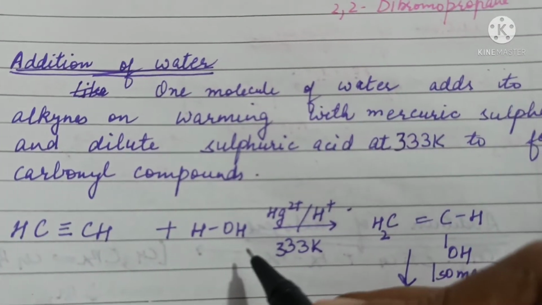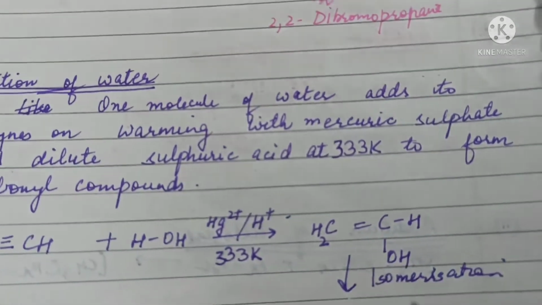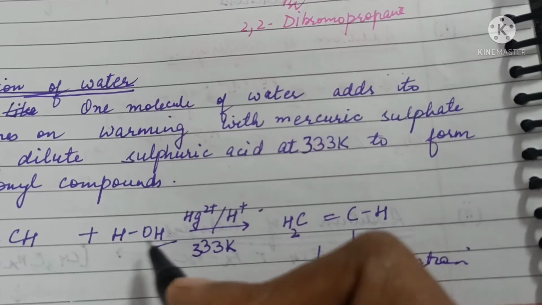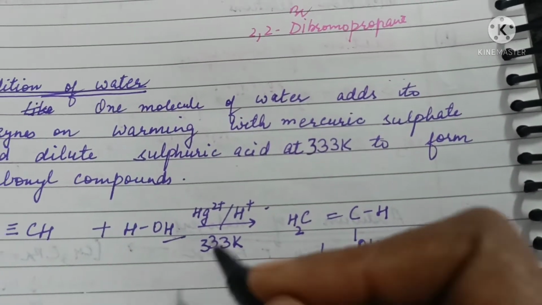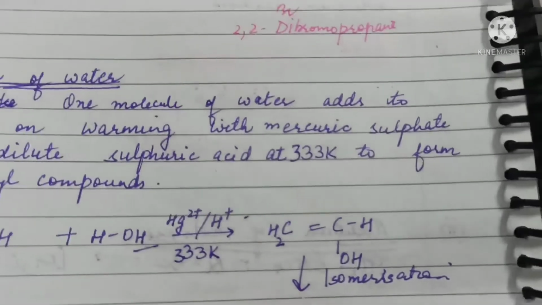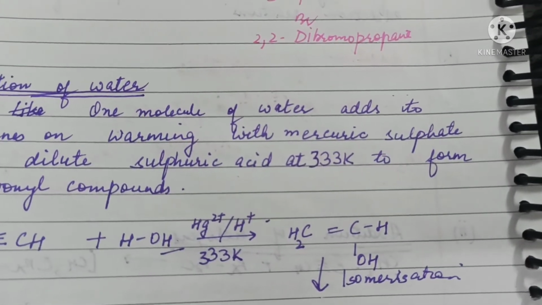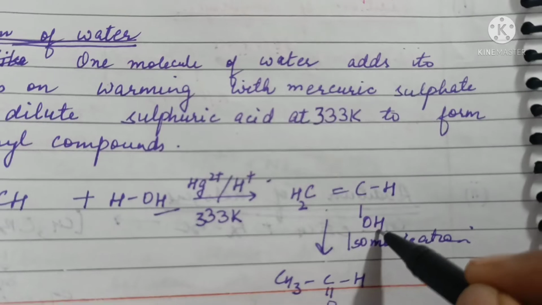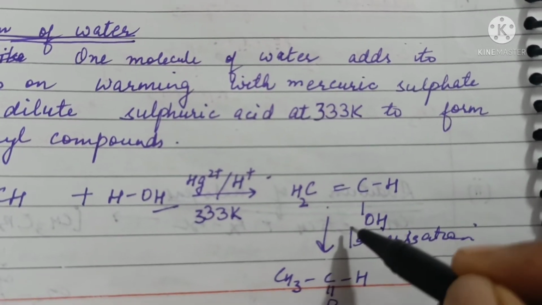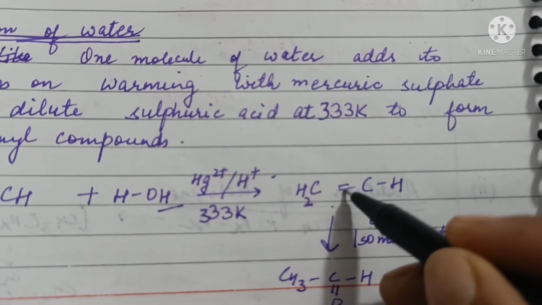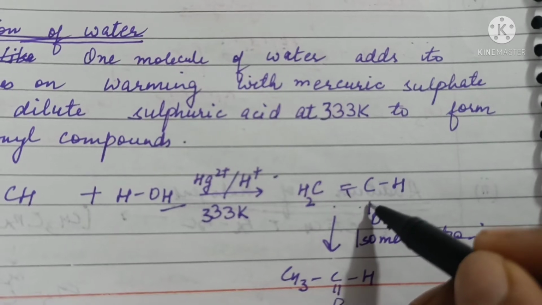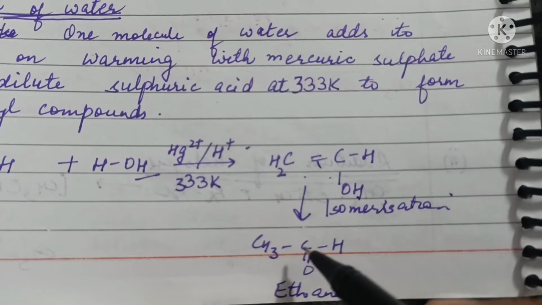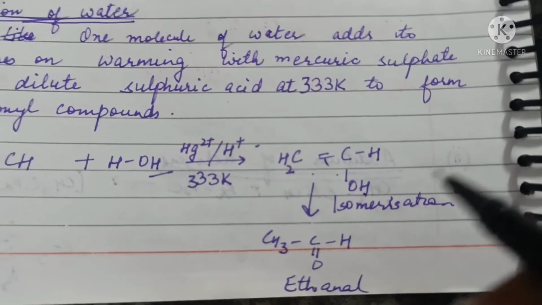This is Markovnikov's addition. Hydrogen will go to that negative part. OH will go to that carbon which contains fewer hydrogens. This is symmetrical. We will see in unsymmetrical that it goes to that carbon which has the lesser number of hydrogen atoms. This enol then isomerizes itself. The double bond will go to this bond and H will move to this carbon to form CH3, C double bond O. Aldehyde will be formed.